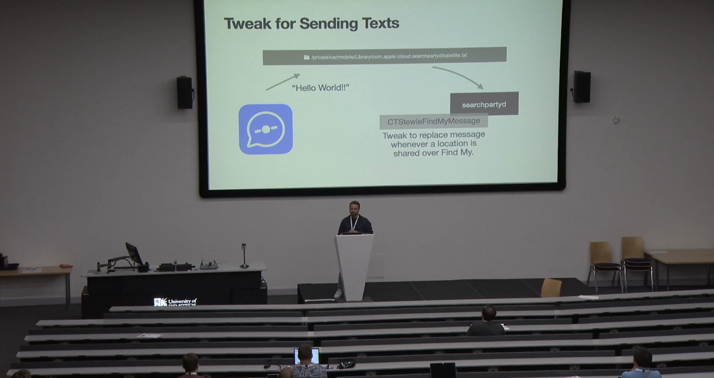So how does this work internally? If anyone knows anything about iOS jailbreaks, they have something called tweaks, and they hook into a daemon that already exists on the system and replace a method call. And here we just replace the method call with a satellite text that we store on disk. So the app stores the satellite text you want to send, and then the hook retrieves that, and when the message is going to be sent over satellite, it will be replaced.